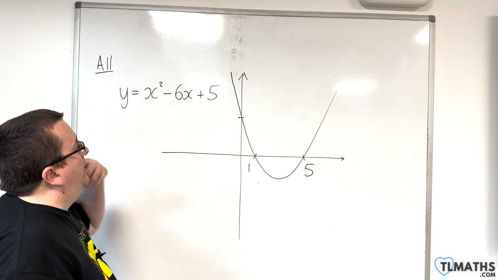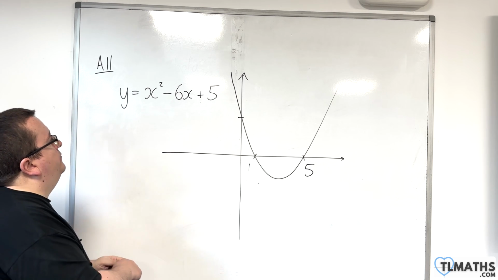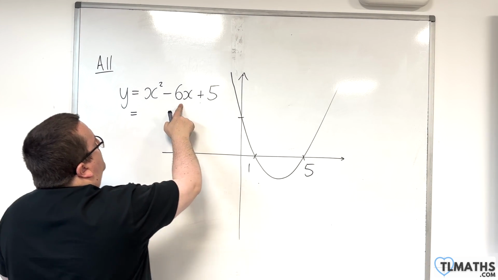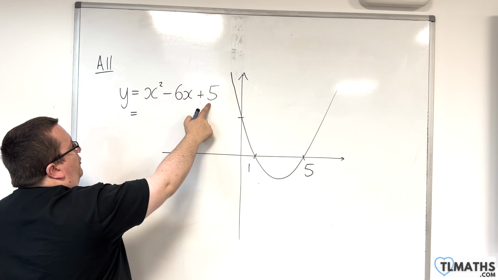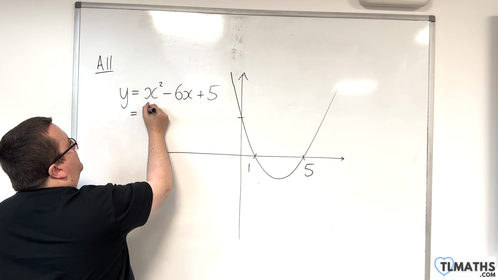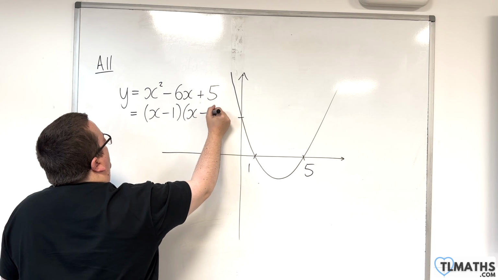So one of the things we've done in a previous section is factorizing. So for this one, if you were looking at this, you could say, well, we need 2 numbers that add together to make -6, but multiply together to make 5, which is -1 and -5. So x take away 1, x take away 5.